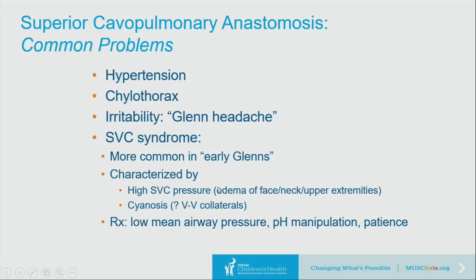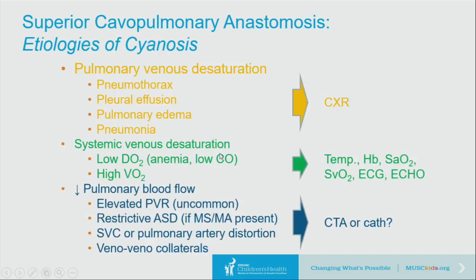And the treatment for SVC syndrome in a Glenn is multifactorial: maintaining a low mean airway pressure, manipulating the pH. We'll talk about that some more in a second. And sometimes just patience is required, because usually it will improve over time if there's not a major residual anatomic problem.